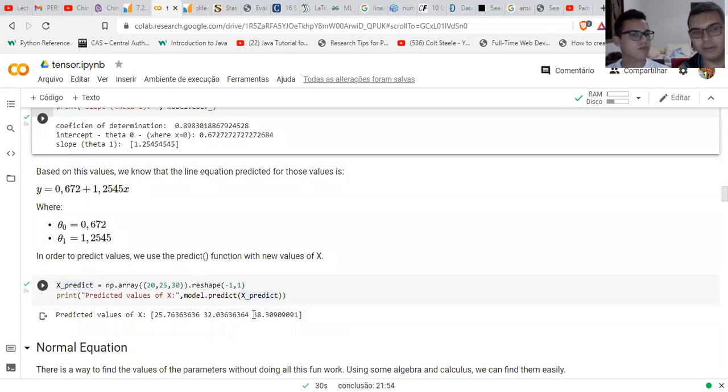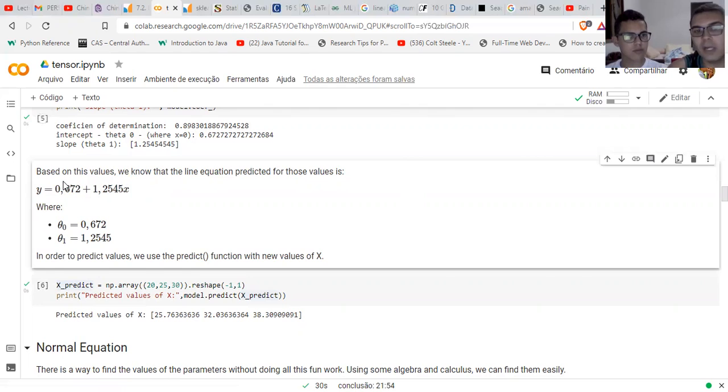And because you already have the formula here, you can predict any y based on any x that you have. And not only for this example, but anything that you can correlate linearly.